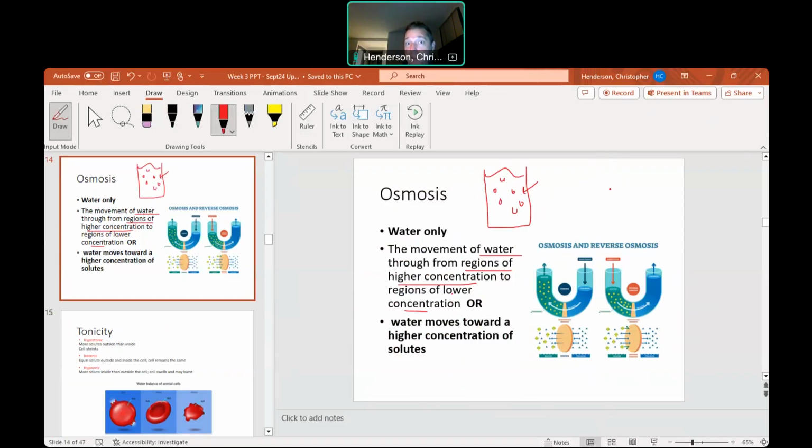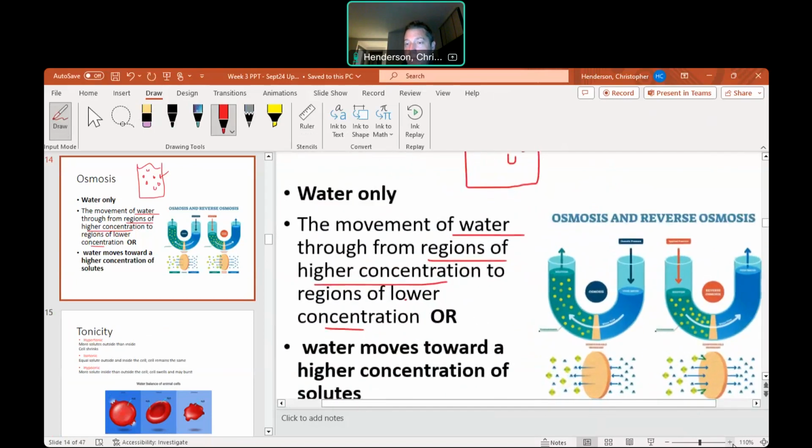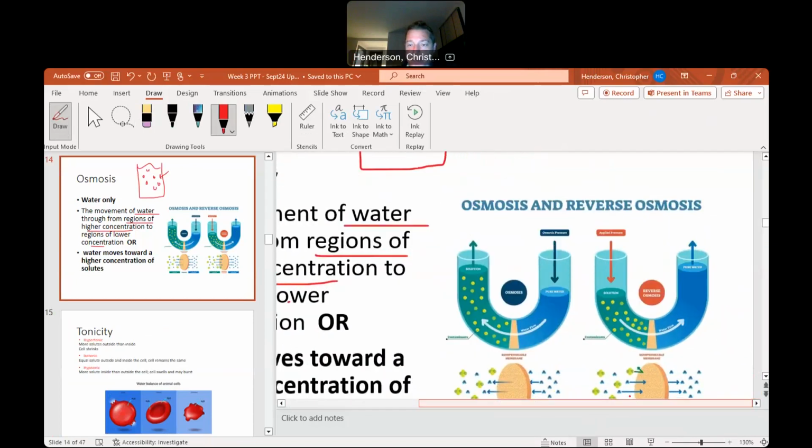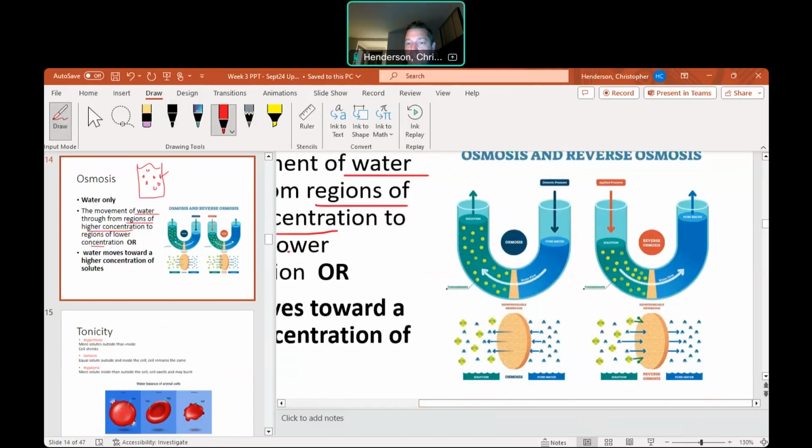How do you know where the party is? That's where the people are. Who are the people in this? The particles. And students can get confused on this because you can get confused on diffusion here. So don't confuse this with diffusion. What's the difference between diffusion and osmosis? Diffusion is the movement of particles. Osmosis is the movement of water.